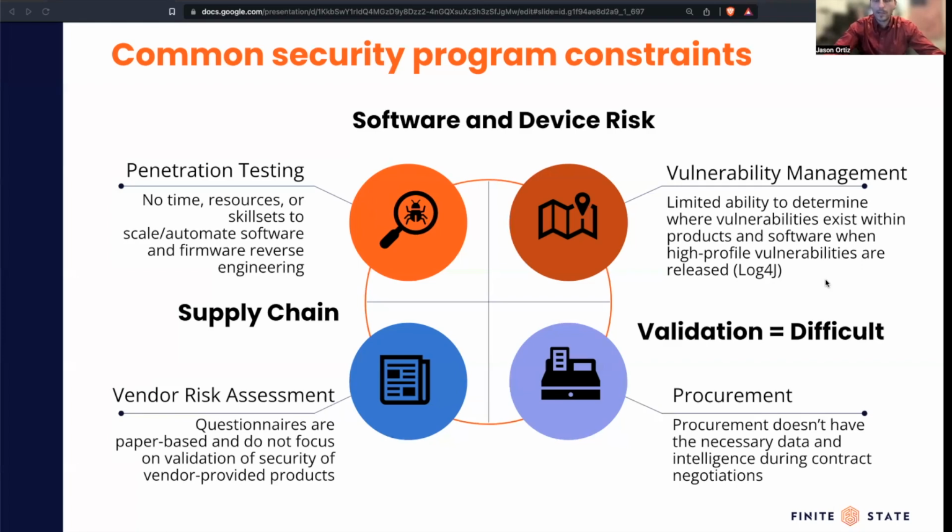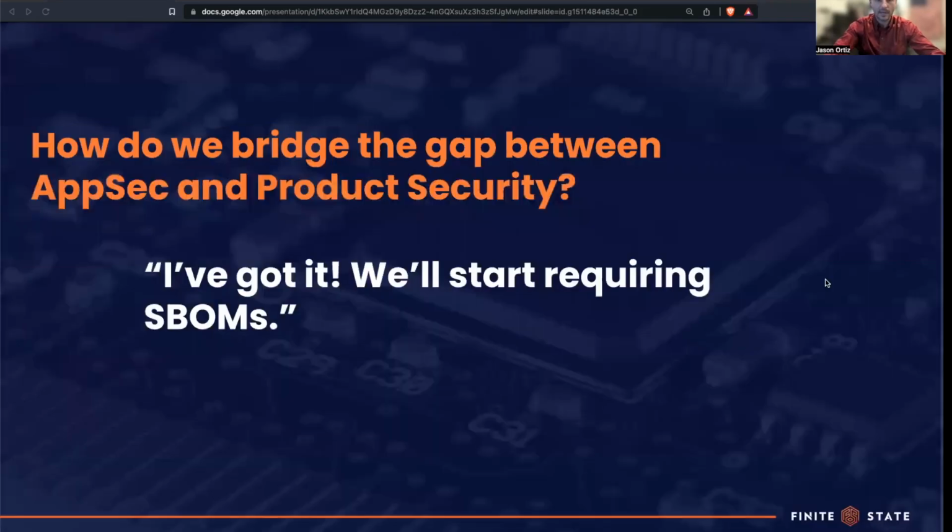We also kind of look at some of the other things that we do from a procurement and vendor risk assessment perspective, mostly questionnaires, paper-based. They don't focus on validation of security vendor provided products for the most part. The bottom line is validation of security risk is very, very difficult, especially as you move toward the right in that chain, toward the asset owner side of the chain.